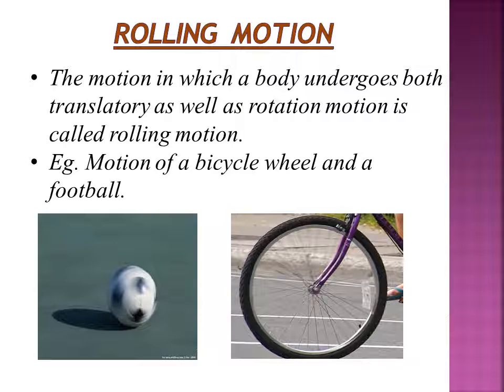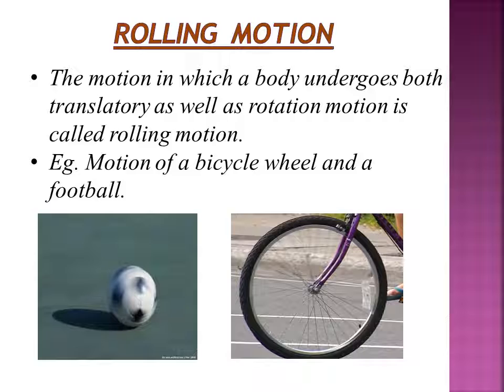Now let's talk about rolling motion. The motion in which a body undergoes both translatory as well as rotatory motion is called rolling motion. That means it is moving in a straight path, as in translatory motion, and it is rotating also. That type of motion is called rolling motion. You can take the example of a football. When we kick a football, it shows translatory motion because it travels in a straight path. Similarly, it shows rotatory motion also.